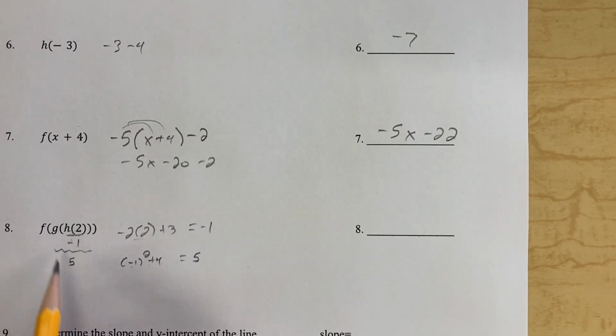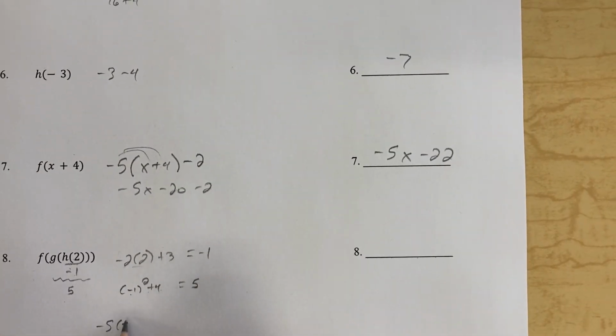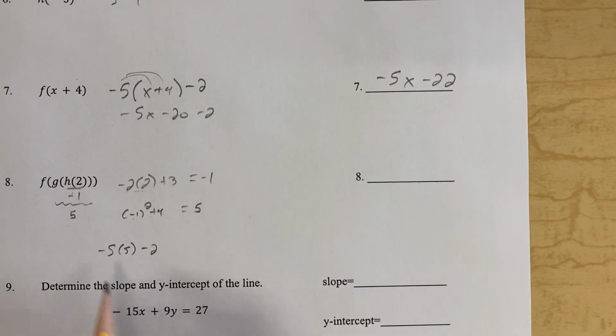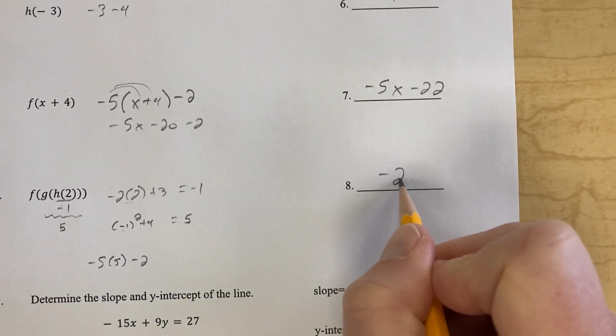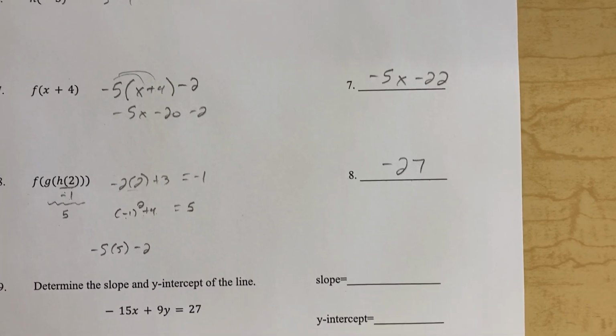So that means 5 now is going to go into the f function. So we're going to put 5 right there and go negative 5 times 5 minus 2. That's a negative 25 minus 2, which gives us a negative 27. So you just kind of work from the inside and work your way out.